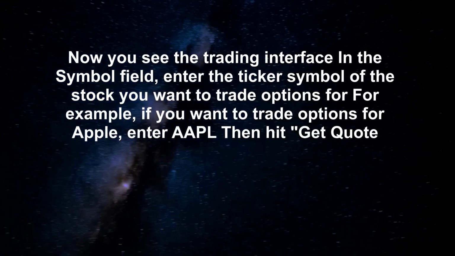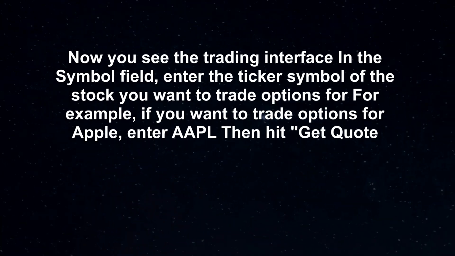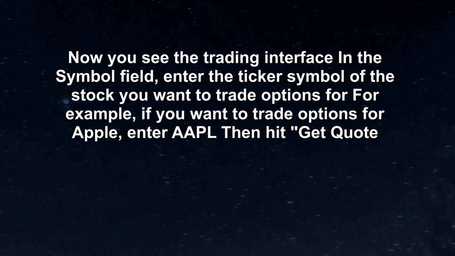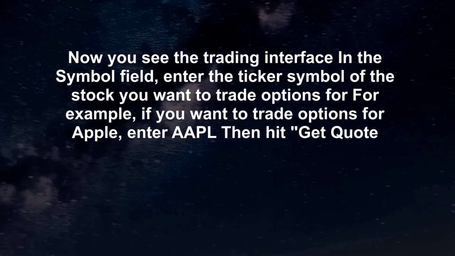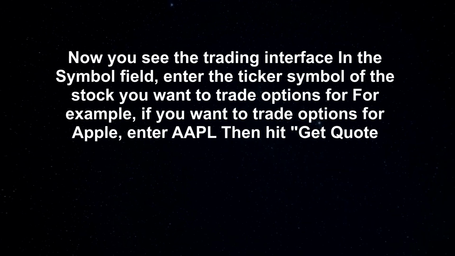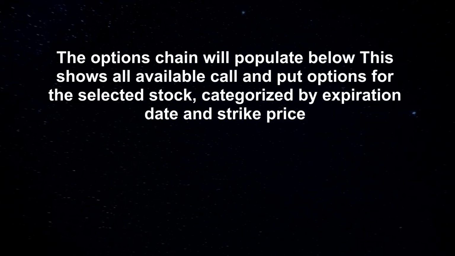Now you see the trading interface. In the symbol field, enter the ticker symbol of the stock you want to trade options for. For example, if you want to trade options for Apple, enter AAPL, then hit Get Quote. The options chain will populate below.